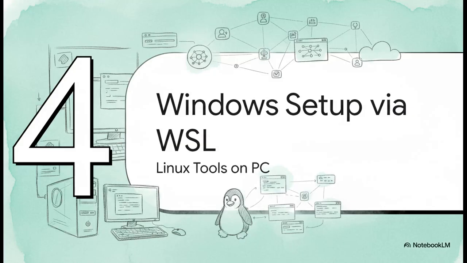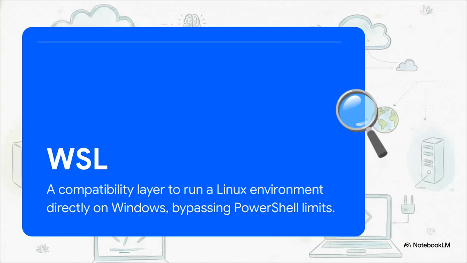Section 4. Windows setup via WSL, getting Linux tools natively on a PC. Now, what's really interesting about this setup is, if you're on Windows, you might be tempted to just open PowerShell and start pasting commands. Don't do it. You want to use WSL, the Windows subsystem for Linux. This is a compatibility layer that lets you run a true Linux environment directly on Windows. Most modern AI development tools are built natively for Linux first. Using WSL completely bypasses all those frustrating limitations of PowerShell.